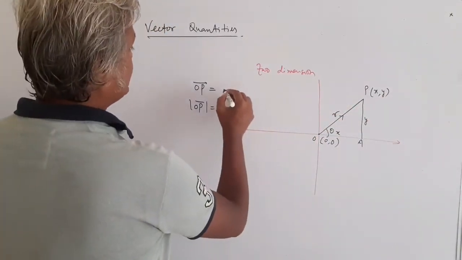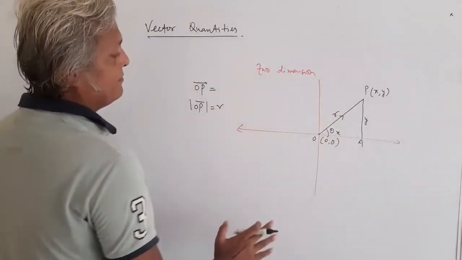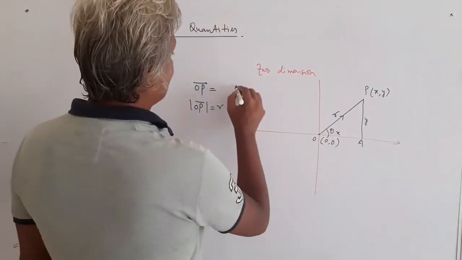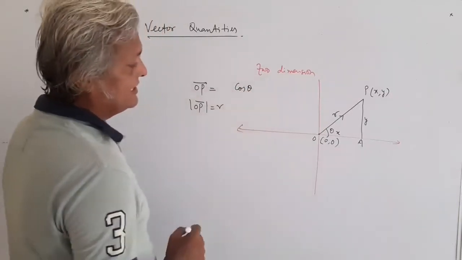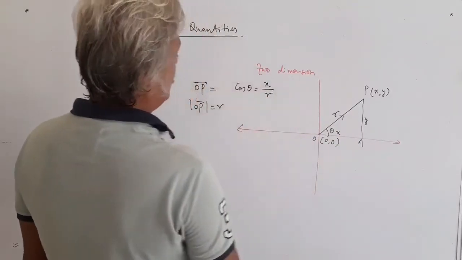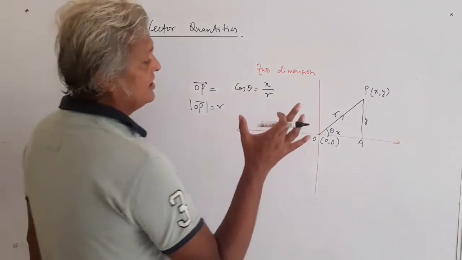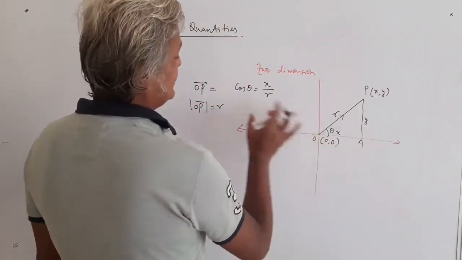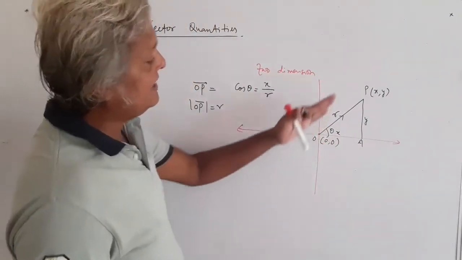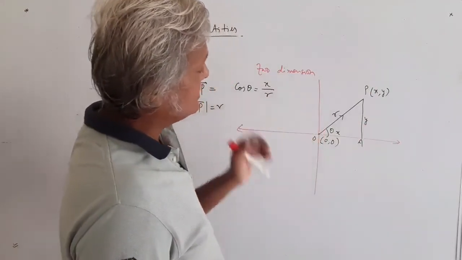Now if this vector OP makes theta degrees with the positive direction of the x-axis, then cos theta is x upon r. This cosine is called the direction cosine, and this theta, which the vector or line makes with the positive direction of x, is called the directed angle.